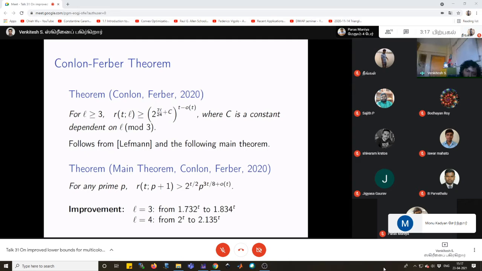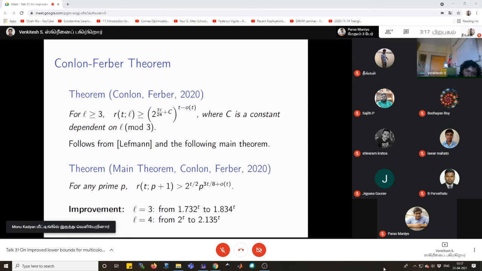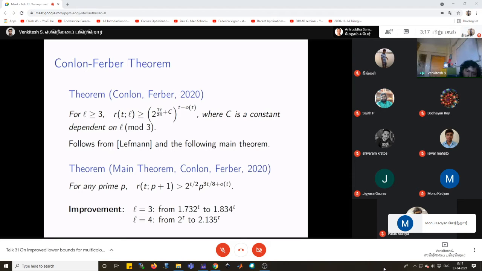So explicitly, let's just look at what is the improvement for small values of L. When L is equal to 3, the Conlon-Ferber theorem, I'm calling it Conlon-Ferber theorem now, as compared to the previous known best lower bound, gives us an improvement from 1.732 to the t to 1.834 to the t. And for L equal to 4, the improvement is from 2 to the t to 2.135 to the t, very minute improvements. But nevertheless, exponential improvements. And that is what is worth noting down here.